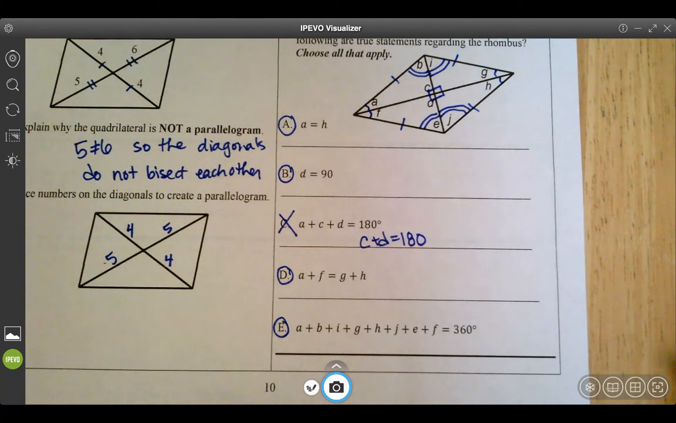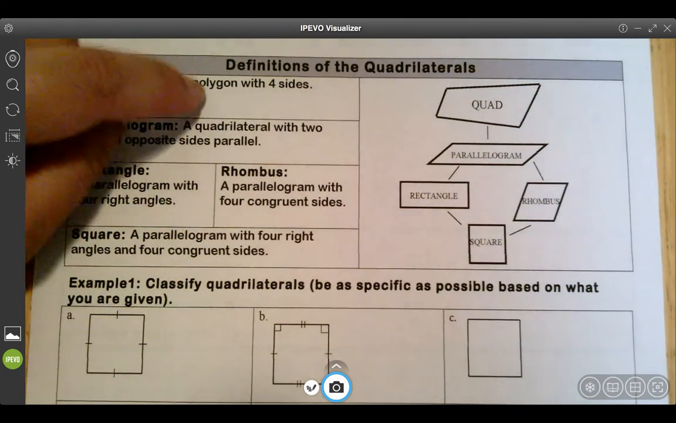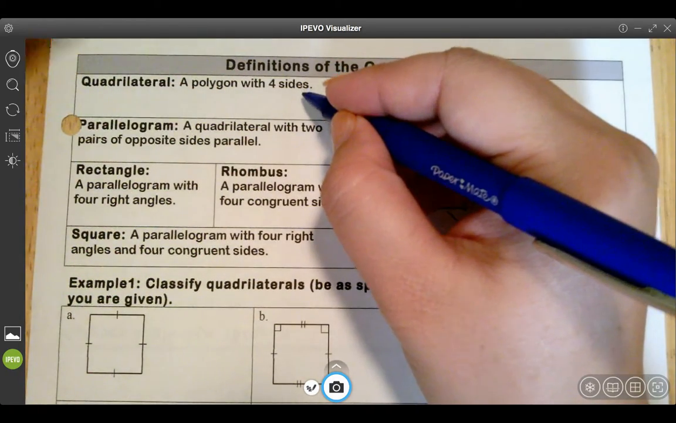Let's go ahead and look at our last page. So this page is kind of summarizing the things that we've talked about. A quadrilateral is a polygon with four sides. That doesn't mean any of the sides are congruent, doesn't tell us anything about the angles or the relationships between those sides. Any polygon with four sides. And remember, a polygon just means a closed figure that only intersects at endpoints.